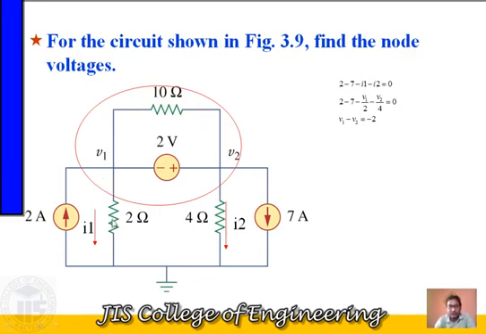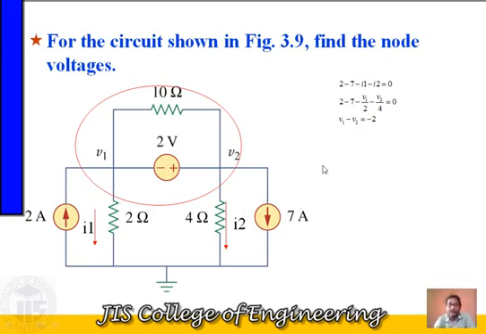From this single node, this 2 ampere current is going into the node. This I1 amount of current is coming out from this node, this I2 amount of current is coming out from this node, and this 7 ampere current is coming out from this node. As we have considered a super node, we have to apply KCL. As per KCL, the summation of all incoming currents equals the summation of all outgoing currents for a particular node. So for this super node, the 2 ampere current is incoming, I1 is outgoing, I2 is outgoing, and 7 ampere is outgoing.